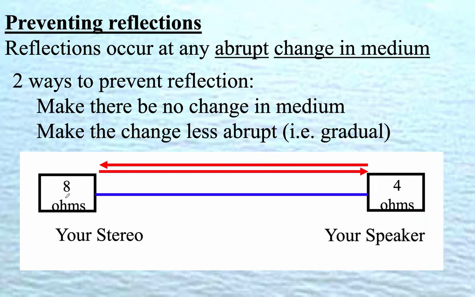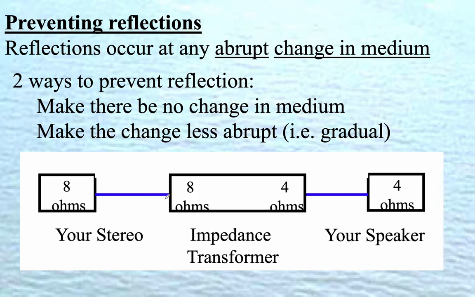But one example of this is if, say, you have an 8 ohm stereo and a 4 ohm speaker, the problem with this is that you'll get reflections off the speaker, right? But you can get an impedance transformer that makes it gradually go from 8 ohms to 4 ohms, and then you don't get those reflections. You get better sound. You won't get the distortion of the reflections.